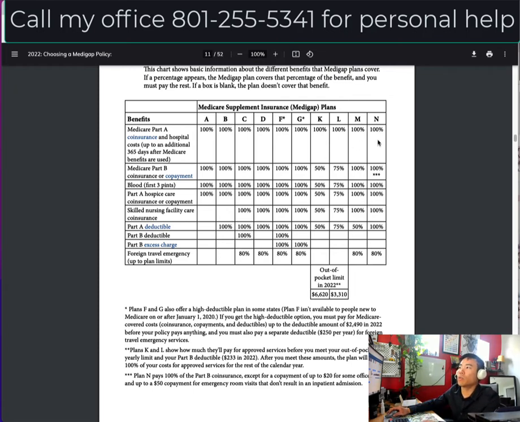Here's the distinction between a Plan N and Plan G. Plan N is exactly the same thing. The only difference is that Plan N covers 100% of your Part B co-insurance and co-pays, but with Plan N, you have a little bit of cost sharing involved.